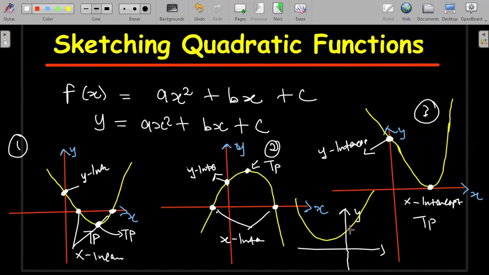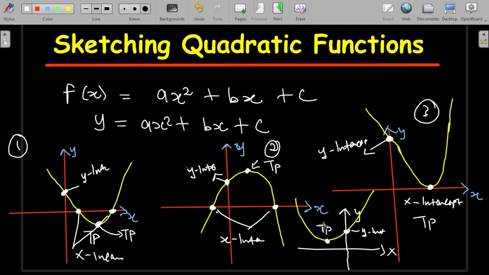So we see that here we have our y-intercept, right? And then at the lowest point, we have the turning point. But do we have any point where this yellow curve here is touching the x-axis? We do not have, okay? So in this case, we are going to say that this graph does not have any real x-intercepts, okay? All right, so those are the things that you need in order to graph a quadratic function.